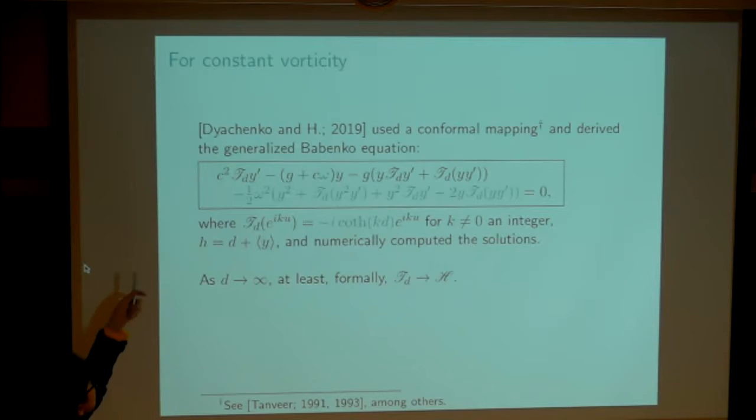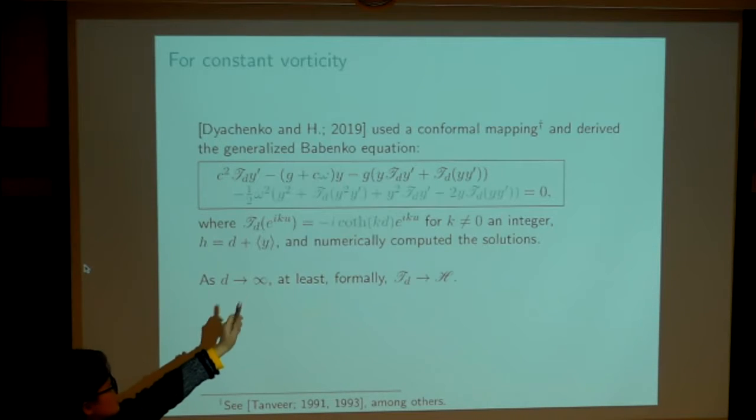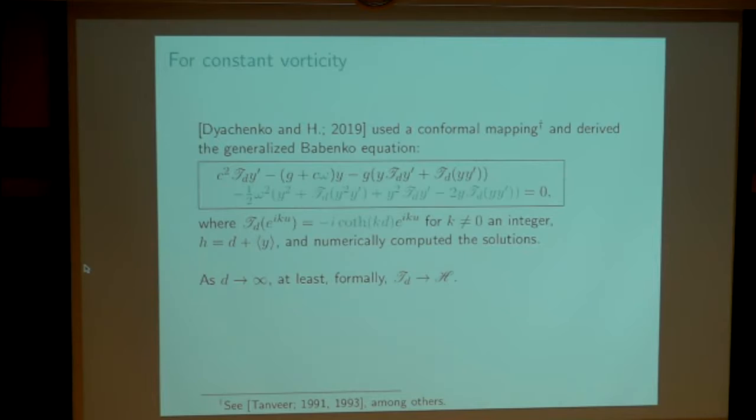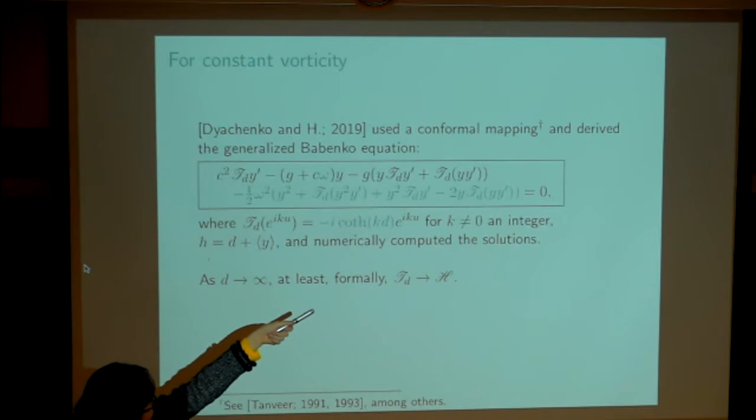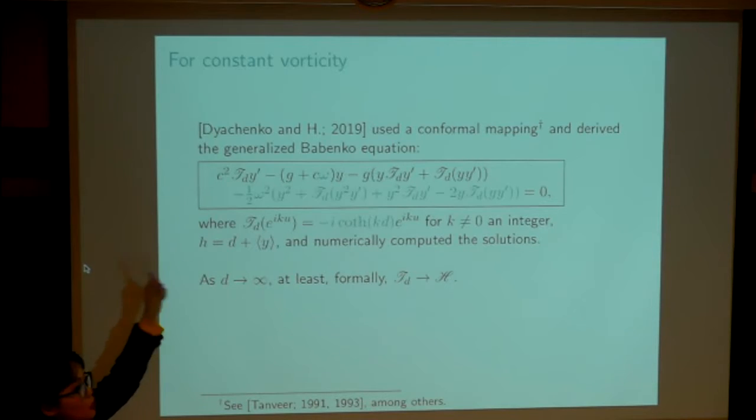Here, the script T is a Fourier multiplier operator, and the multiplier is minus i times hyperbolic cotangent, and this D is related, in some sense, to the water depth. And now, this omega is the constant vorticity. If you drop this vorticity term, and if you send this depth to infinity, then this equation becomes the original Babenko equation. And we solved this equation numerically.